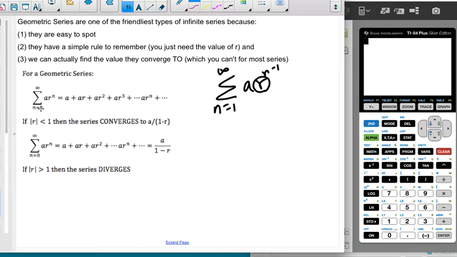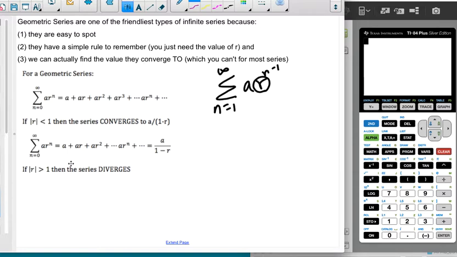If the absolute value of r is less than 1, then the series converges. If the absolute value of r is greater than 1, then the series diverges. And if r is 1, then it's actually not a geometric series, right? This is one of the only series where we can actually find the value that it converges to, which is rare. We can't usually do that.